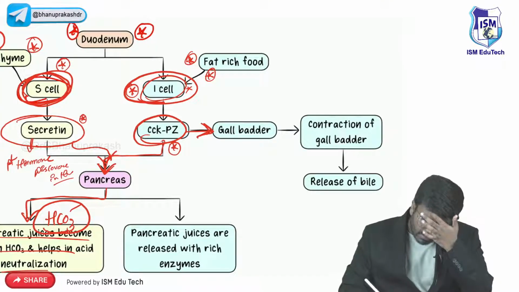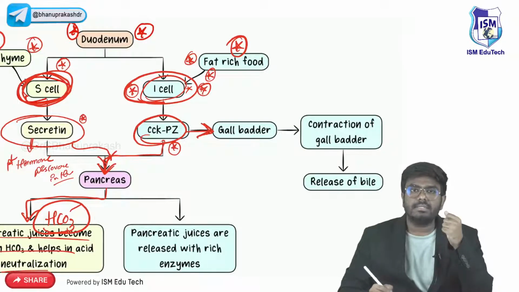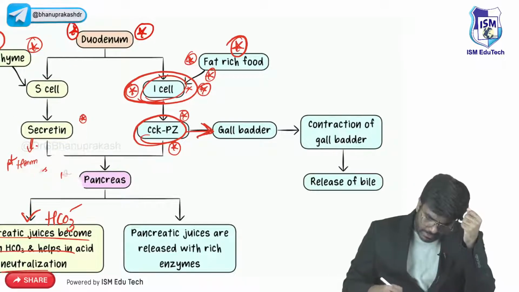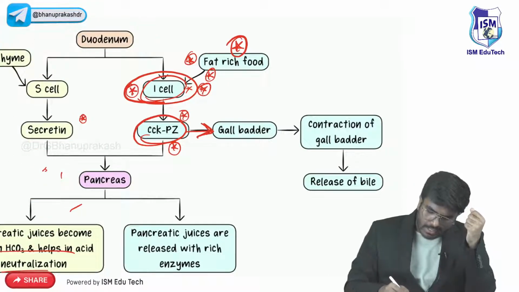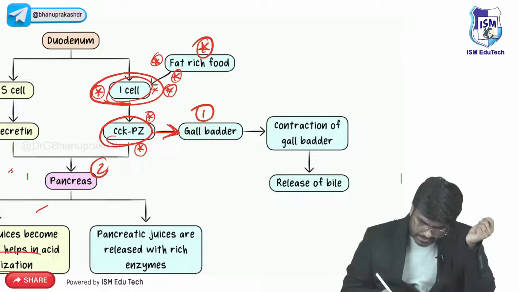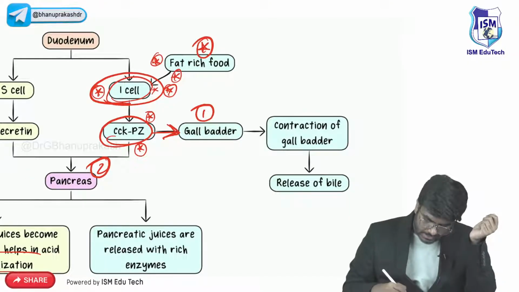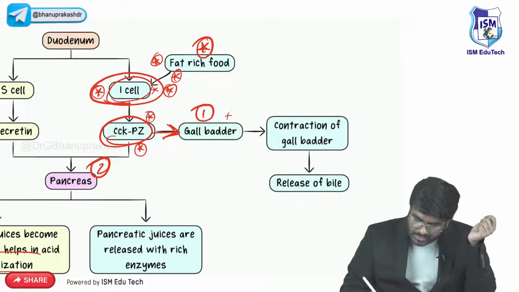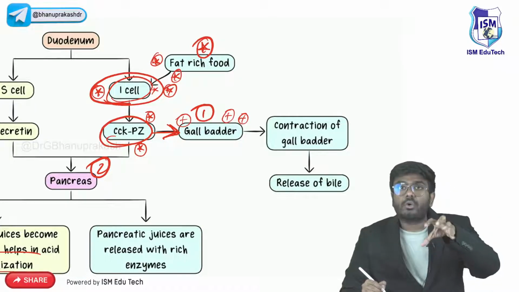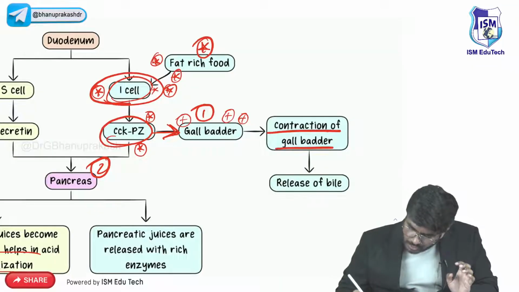So that's why whenever you eat fat-rich food, it will stimulate the I cells. I cells produce the cholecystokinin, which acts on the gallbladder as well as on the pancreas. In both places it will act. Whenever the gallbladder is stimulated by CCK, what will happen? The gallbladder will start to contract. Contraction of the gallbladder releases the bile.